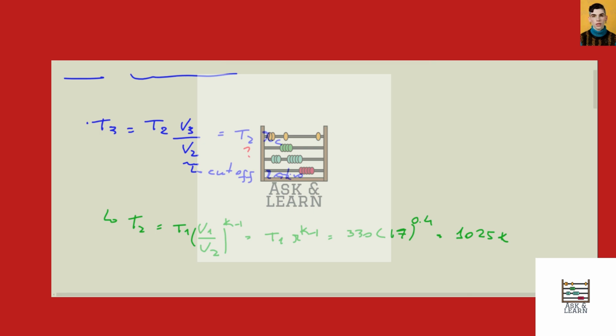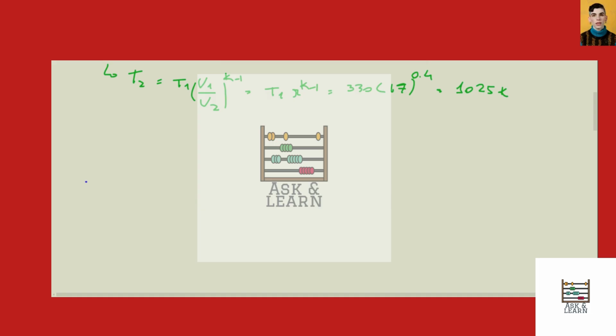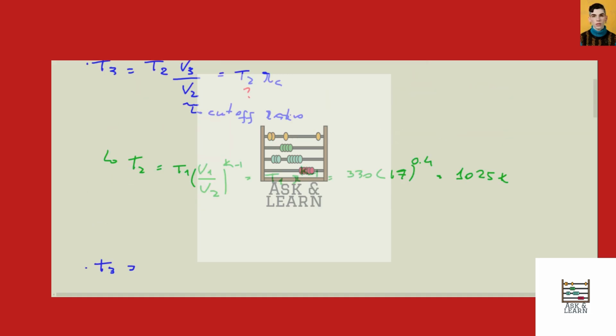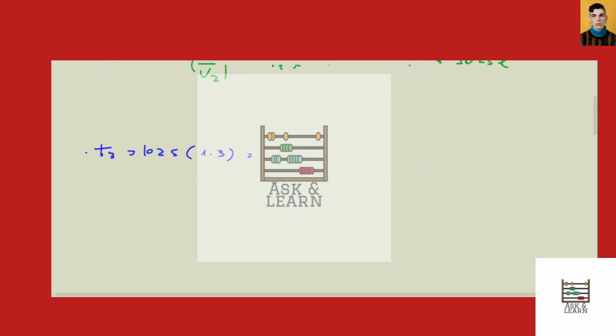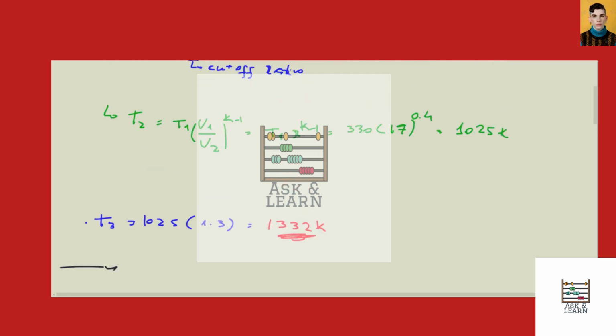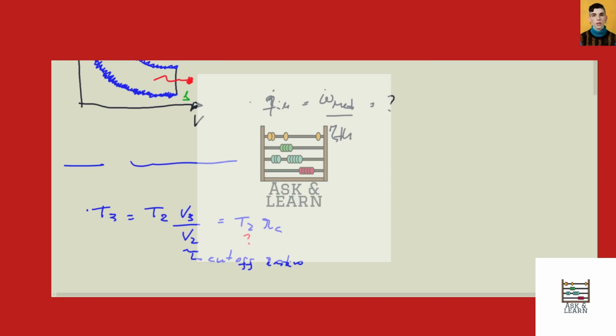Okay, so what is the maximum temperature? Well, the temperature T3 is going to be the temperature T2, which is 1025, multiplied by 1.3, which gives us a maximum temperature of 1332 Kelvin.